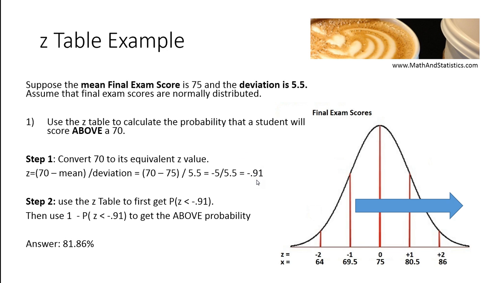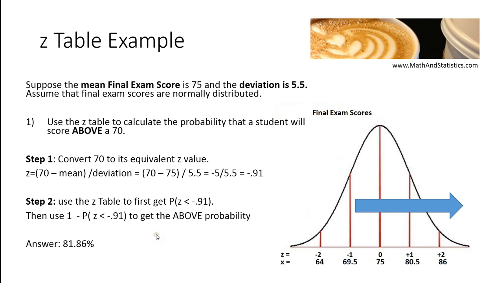Now that you know the z-value, your next step is to use the z-table. Now keep in mind this problem is asking you for the probability above, not below. The z-table always gives you the probability of below. So to get the above probability, you'll have to take the probability from the z-table and subtract it from 1 to get the other side. In other words, the z-table is going to actually give you this probability on this side. You want the other side. That's why you subtract it from 1.